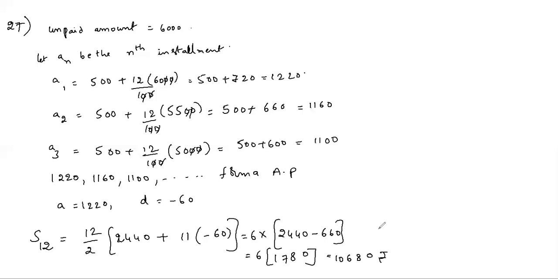So this is only for the installments for the remaining 6,000. So the total cost of the tractor, because he already paid 6,000, so plus this amount 10,680. So the total amount is 16,680, for 12 installments only, which he pays for the 6,000.